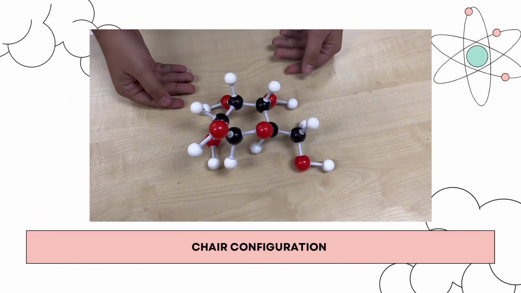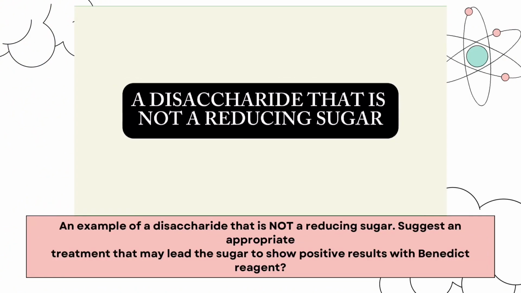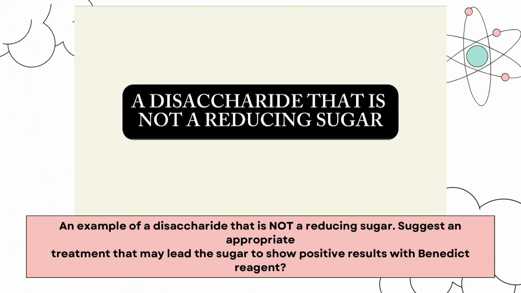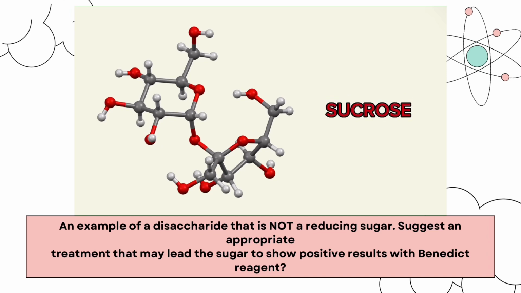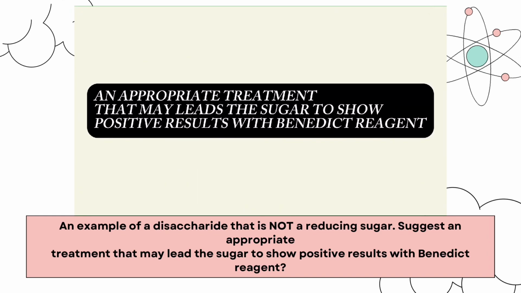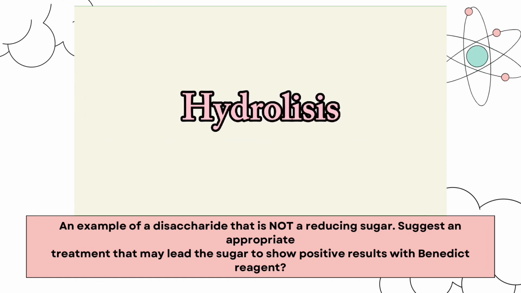Here is the slide. An example of a disaccharide that is not a reducing sugar is sucrose. An appropriate treatment that makes the sugar show a positive result with Benedict's reagent is hydrolysis.